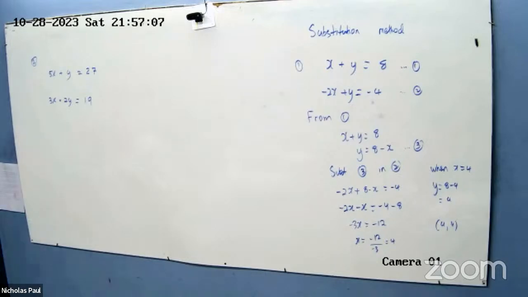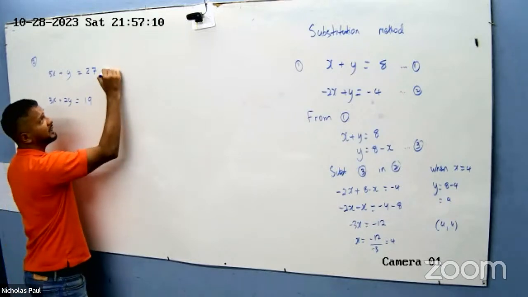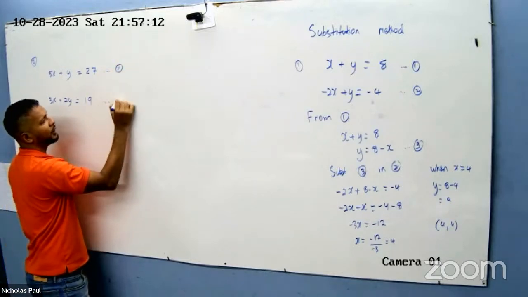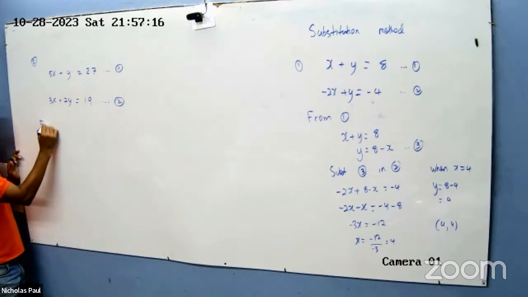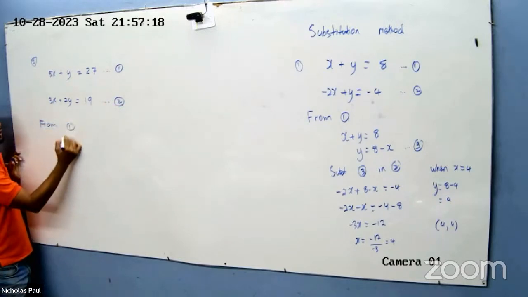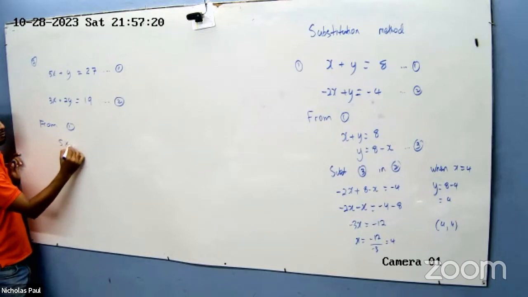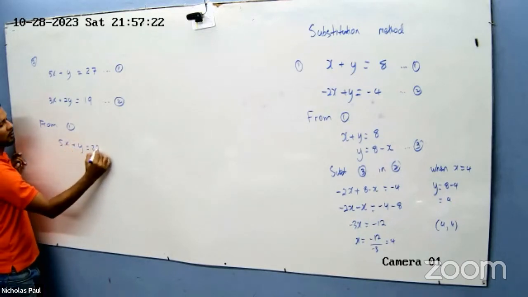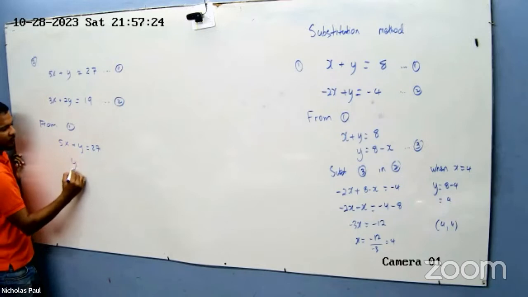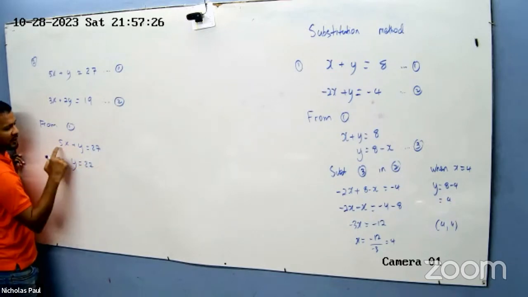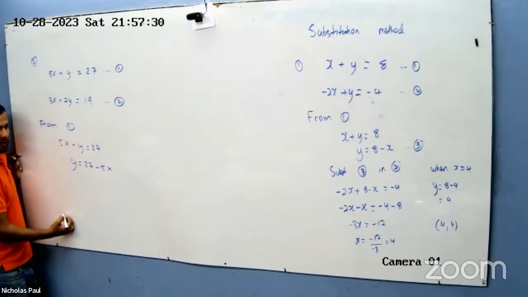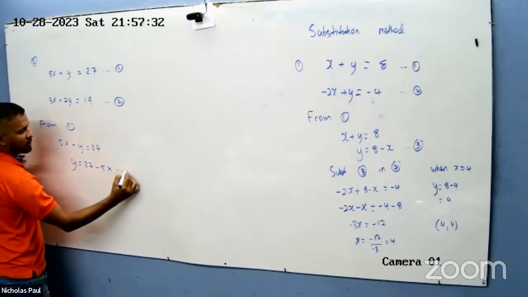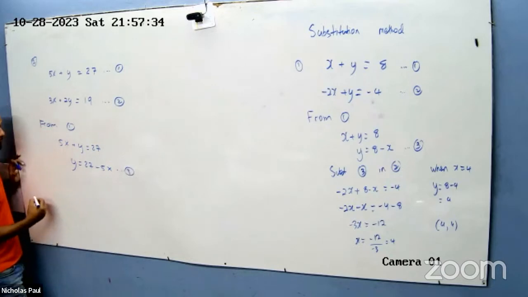All right, so let's see how it went. So this is your equation 1. This is your equation 2. From equation 1, I'm going to make y the subject. So y is equal to 27, carry across the 5, you get negative 5x. This is now equation 3.